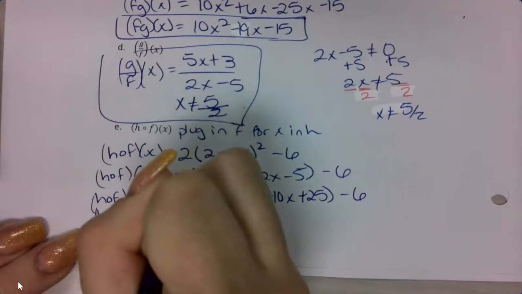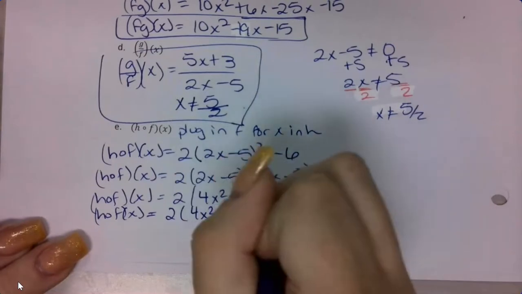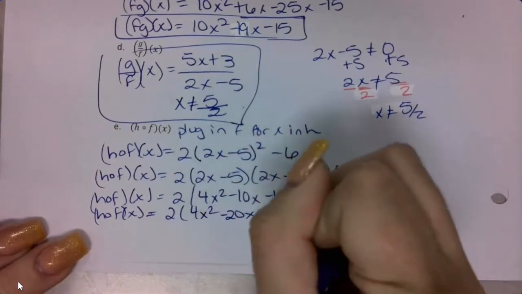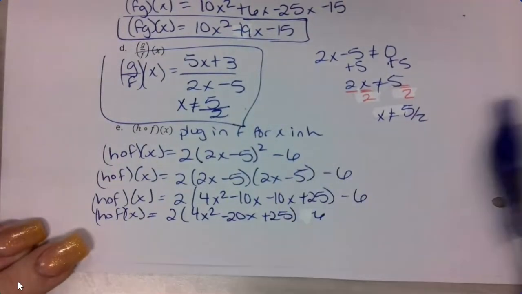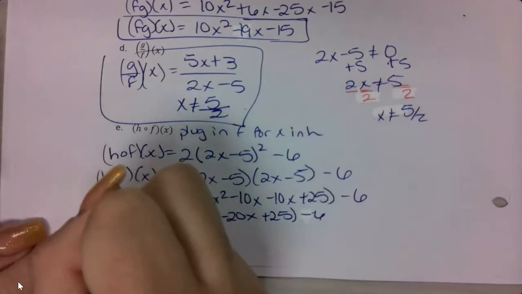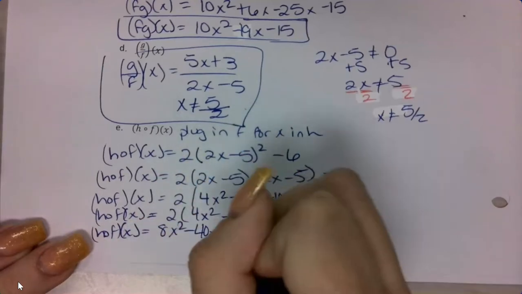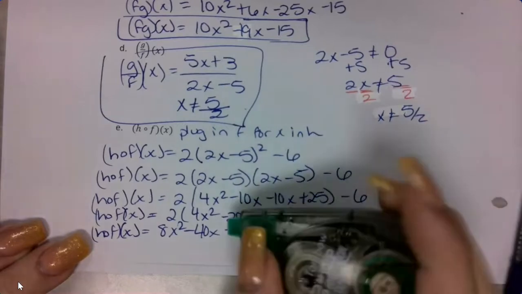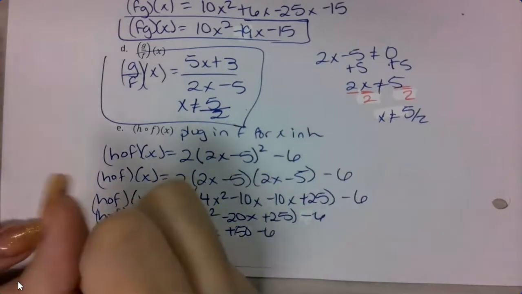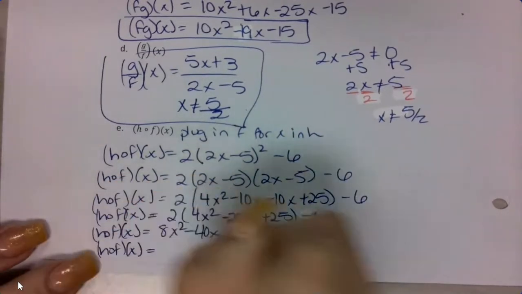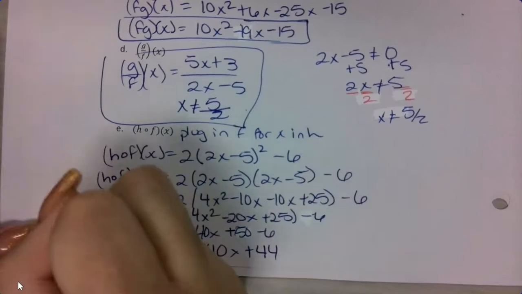Then I want to go ahead and distribute the, actually I'm going to combine like terms. So I have 4x squared. Negative 10 minus 10 is negative 20x. Plus 25, minus that 6 at the end. Then I can distribute that 2 too. That's going to give me 8x squared minus 40x plus 50. And then minus that 6 at the end. Then I can combine like terms, which gets me 8x squared minus 40x plus 44. And that is my final answer here.